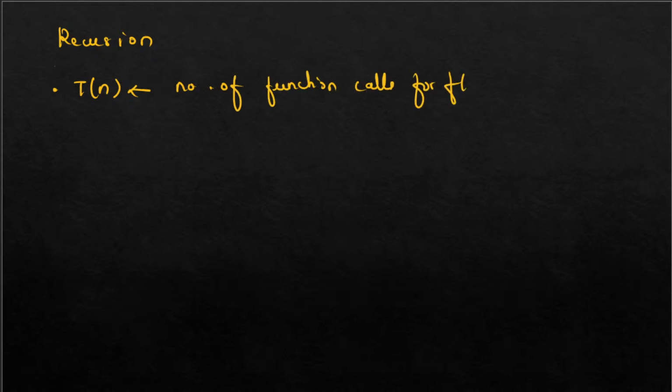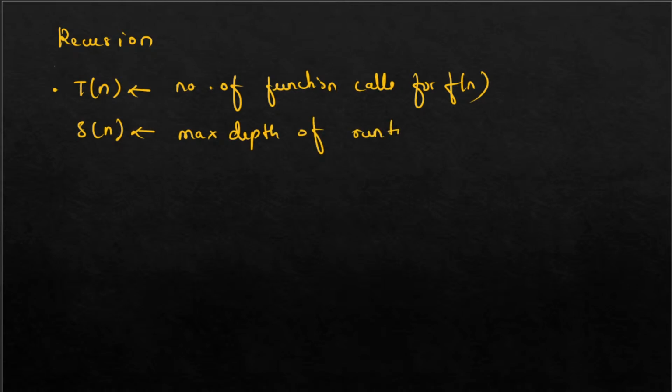So you have to understand some terminologies, which is T of n, the number of function calls for f of n, and S of n, which is the max depth of the runtime stack. Okay, so tail recursion means recursion at the last statement.